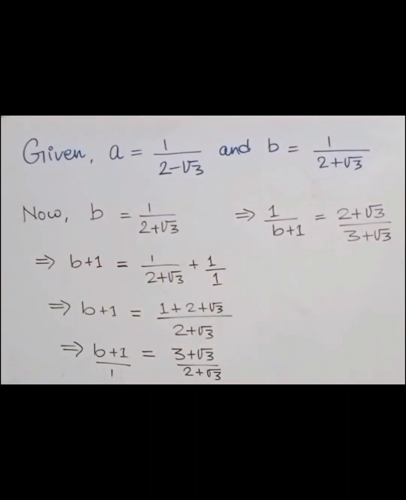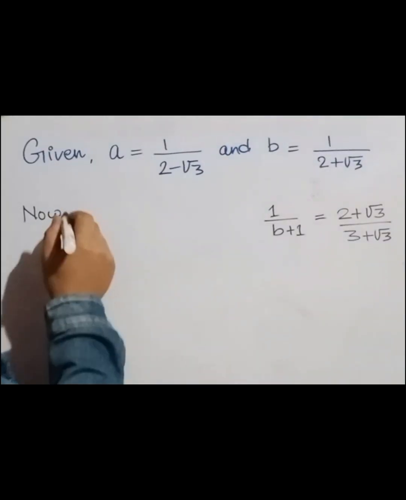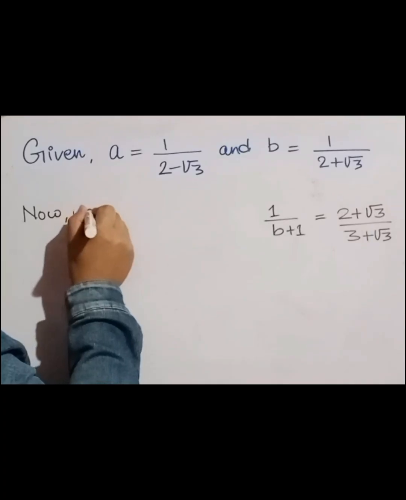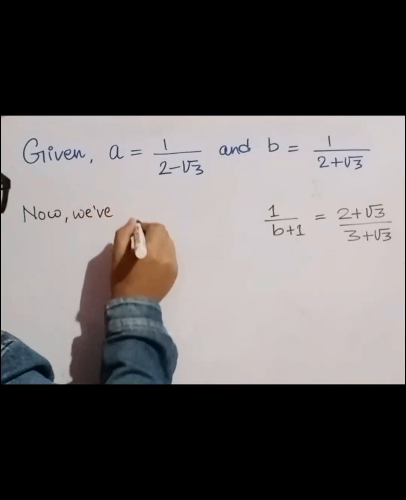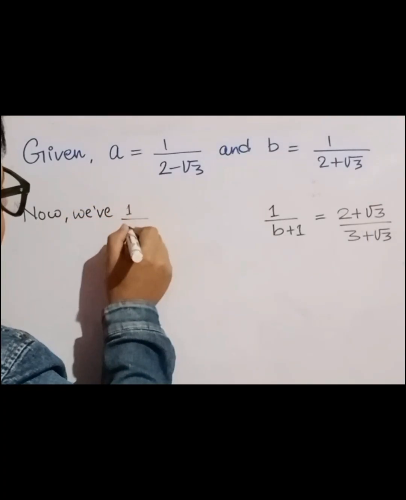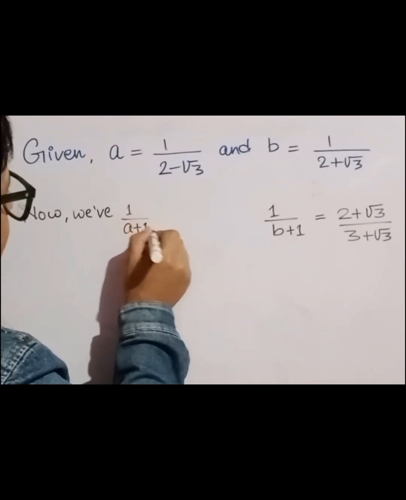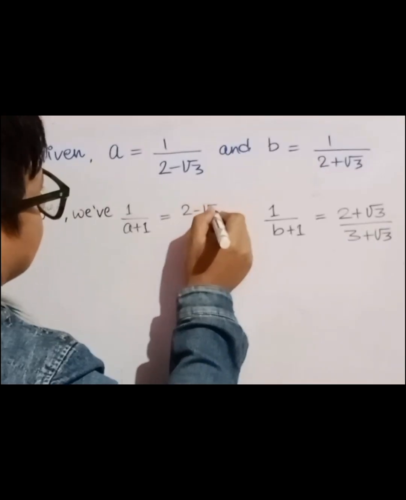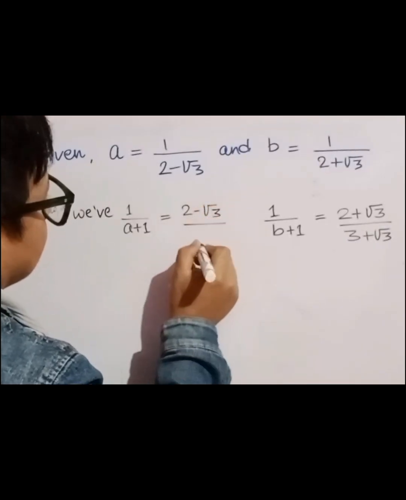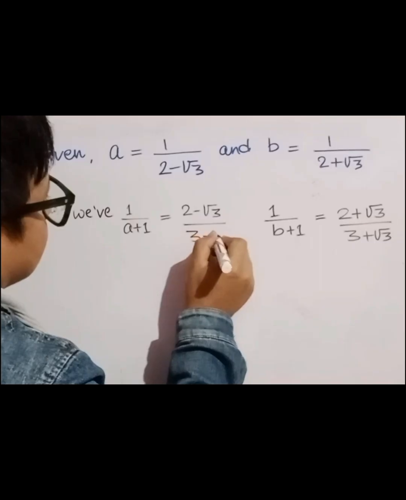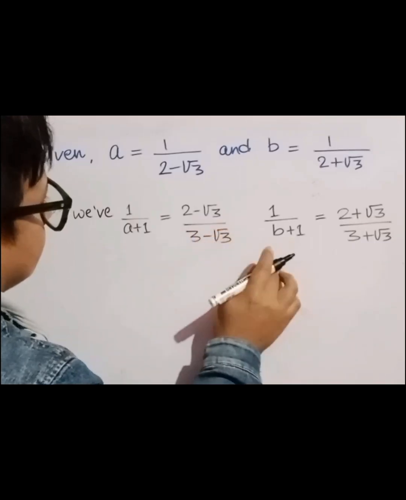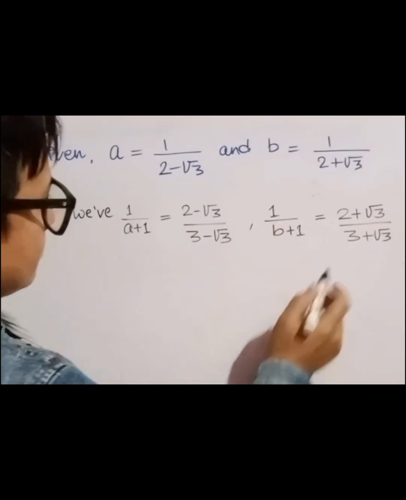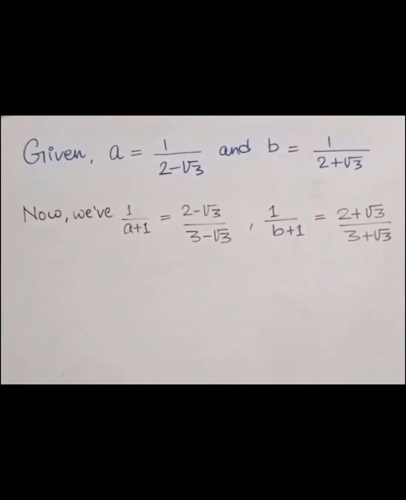Now finally we have got the values of 1 upon a plus 1 and 1 upon b plus 1. The value of 1 upon a plus 1 is equal to 2 minus root 3 upon 3 minus root 3, and that of 1 upon b plus 1 is equal to 2 plus root 3 upon 3 plus root 3.